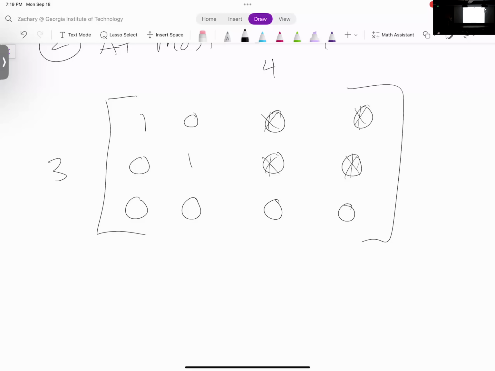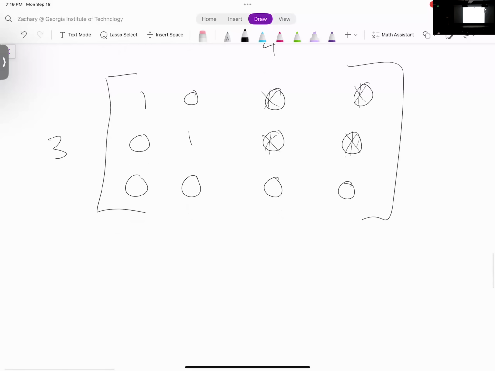Definitions you need to know. The big ones are just the ones I've already said: span and solution set, like the shape of it. Reduced echelon form and row echelon form are pretty straightforward. I don't think we need to define those.